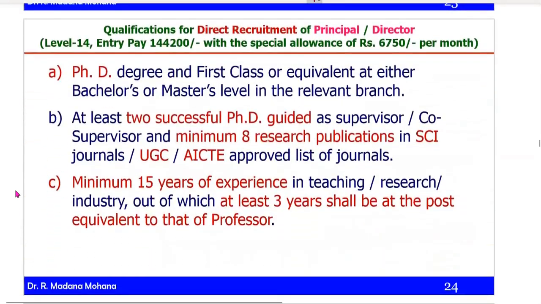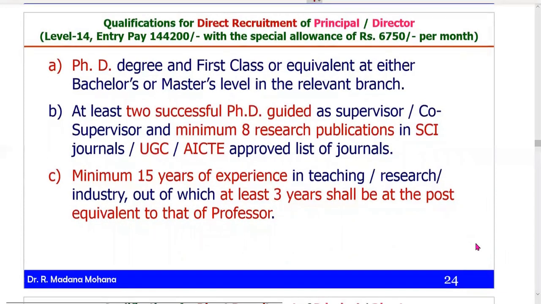So then the next requirement, qualifications for direct recruitment of principal or director. The level is the same as 14 and the pay is also the same. That is professor pay 1,44,200, but additionally a special allowance of 6,750 per month is added.